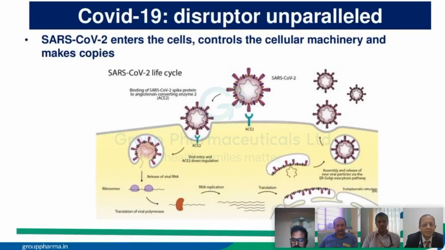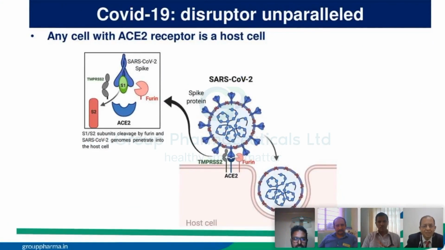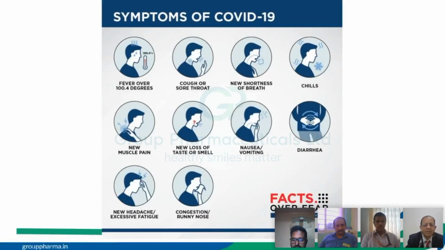So what it does, the RNA gets in, controls the cellular machinery, makes copies of itself, and then starts transmitting the new viruses to other cells to go and invade. So this is how the invasion by COVID-19 SARS-CoV-2 happens, and that causes all the problems. So basically, any cell which has the ACE2 receptor is a typical host cell for the COVID-19 virus SARS-CoV-2.